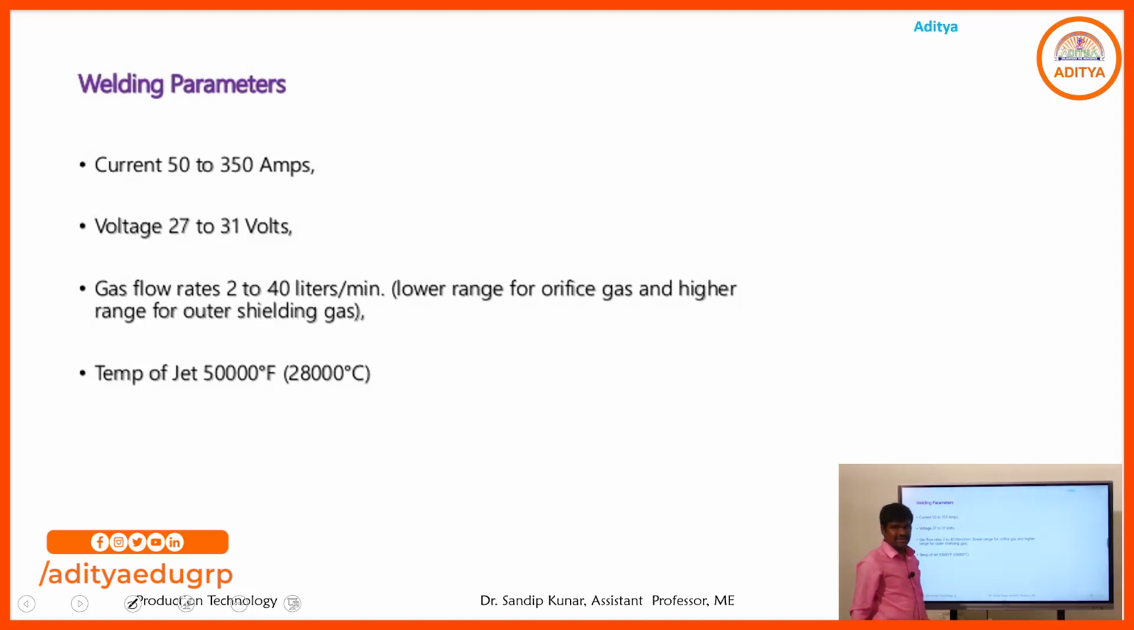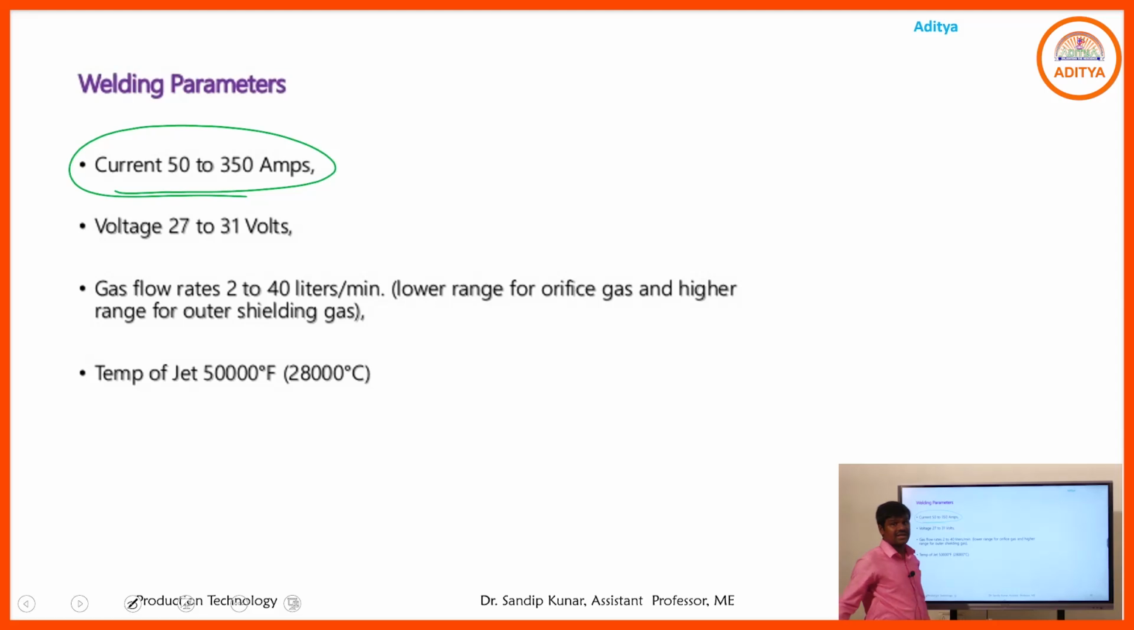What are the welding parameters? Current is near about 50 to 350 amperes. Voltage is 27 to 31 volts. Gas flow rate varies from 2 to 40 liters per minute. And the temperature of the jet, that is the arc, is near about 28,000 degrees centigrade or 50,000 degrees Fahrenheit.